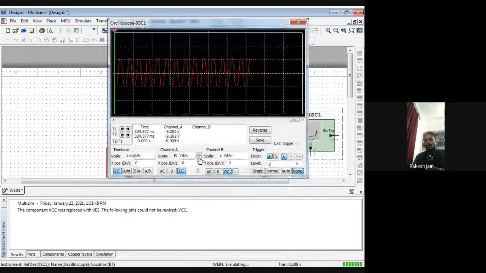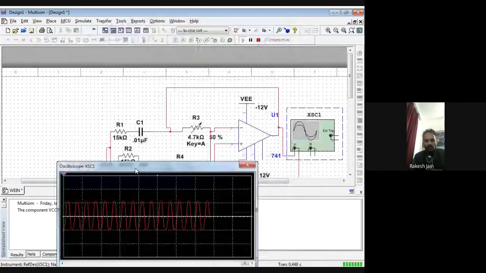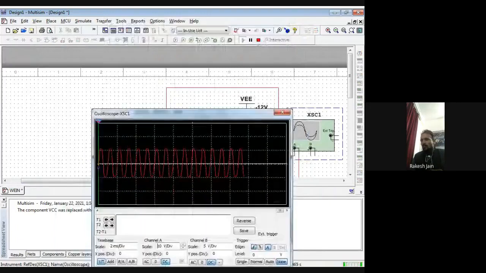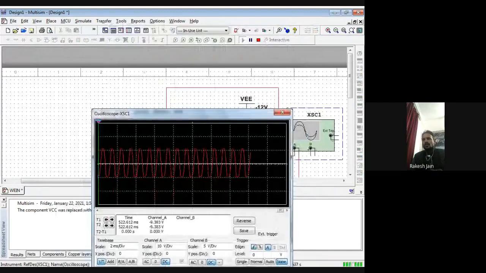Okay, so I hope you understand the practical. By changing the value of resistor and capacitor, we can change the output sinusoidal waveform. So that's all about this Wien bridge oscillator. I hope you understand this Wien bridge oscillator practical. Thank you dear, thank you very much.